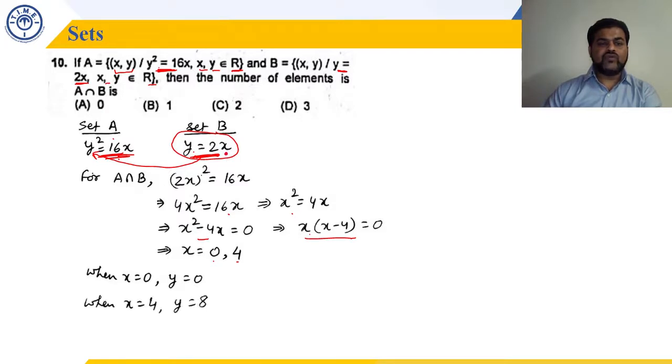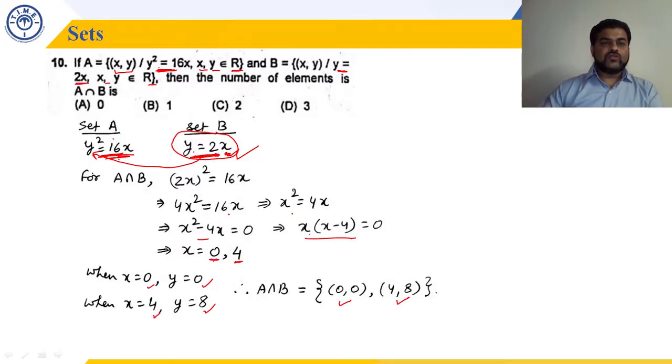And if x is equal to 4, then 2 multiplied by 4 will give 8. So I am putting the value of x as 0 and 4 here, so I will get the value of y as 0 and 8. So one element will be 0 comma 0, x is 0, y is 0. Another element will be 4 comma 8. Those will be the common elements. So we'll say A intersection B will be 0 comma 0 as one element, and 4 comma 8 as another element.